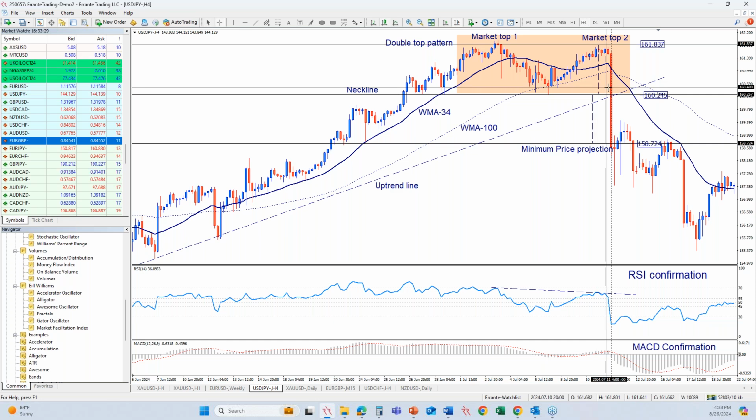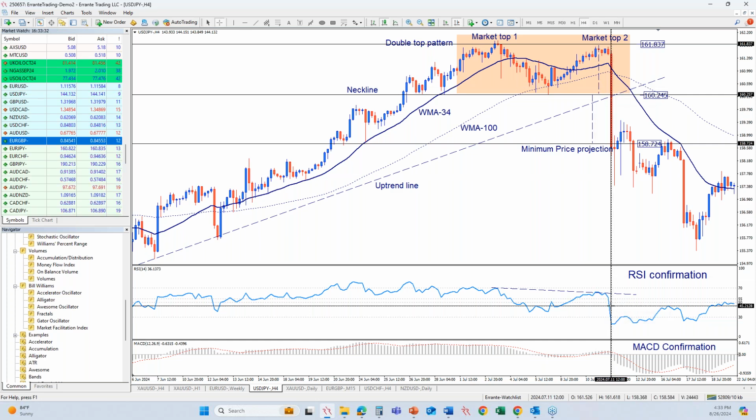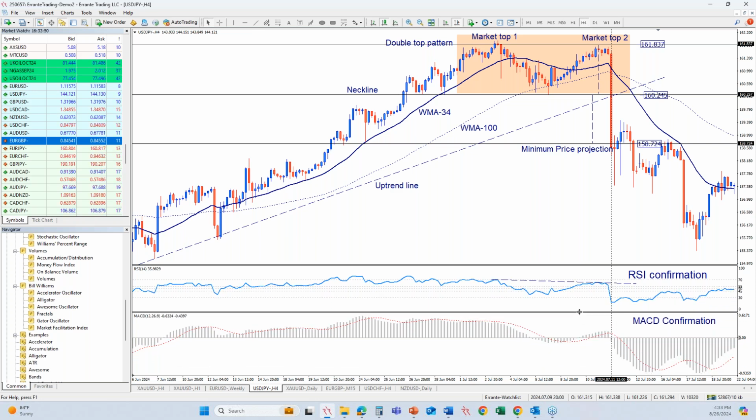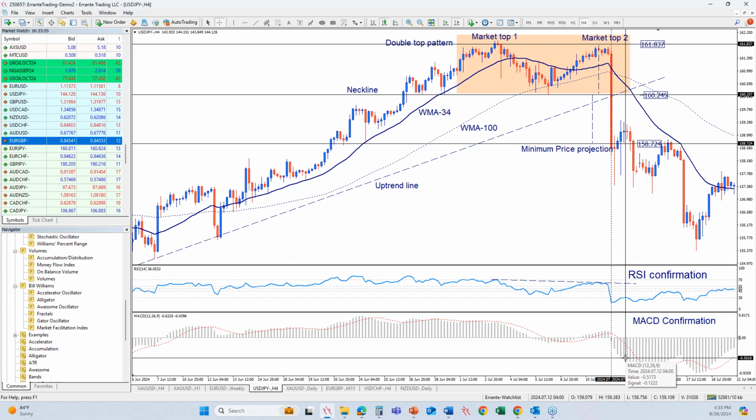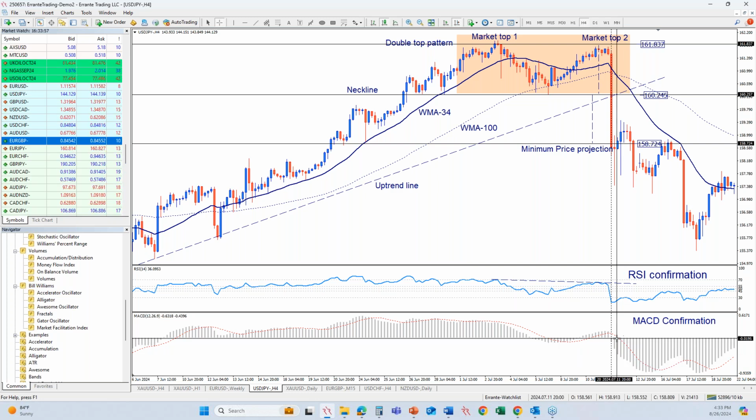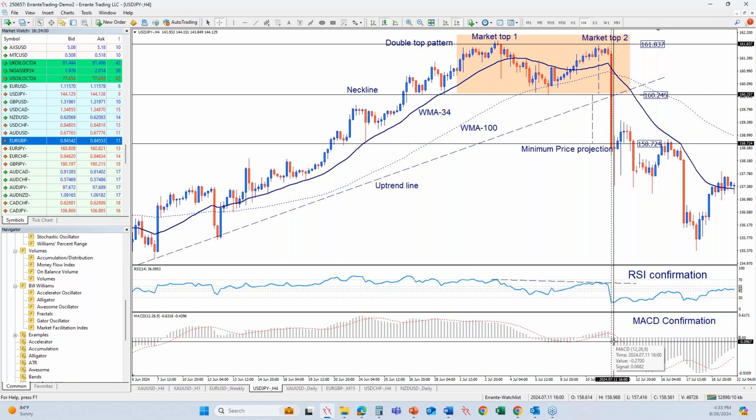Let's look at this here. It confirms the bearish reversal as well. And also, let's take a look at the MACD. The MACD indicator also confirms the bearish reversal as the price breaks the neckline. The MACD line crosses below the signal line, and the histogram turns negative, further supporting the bearish outlook, as we see here. And also, we can point out a divergence between the price and the MACD oscillator here.